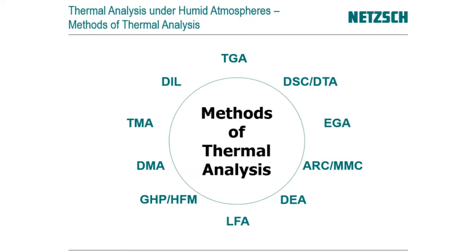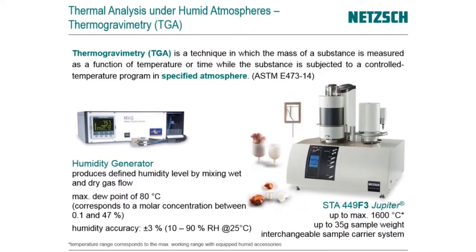So now we have hopefully understood that humidity is all around us and all of our materials. We have interactions which need to be characterized, and therefore we will now head over to methods of thermal analysis, and I will show you in total 3 methods which can be used in combination with these humid atmospheres and what properties can be analyzed. First of all, I will start with the thermogravimetric analysis.